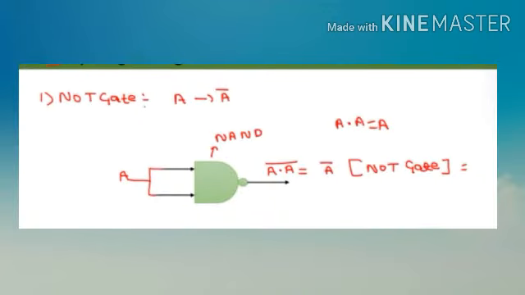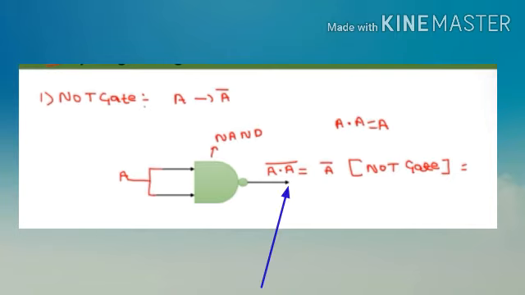As we know, the NOT gate has only one input, but we have to derive it from NAND gate. So we have to short the two inputs of NAND gate to get one input. As we know, the Boolean equation of NAND gate is (A dot B) complement, but here we are shorting the terminals A and B to make it A. That's why we have to substitute the value. Instead of B, we are using A.